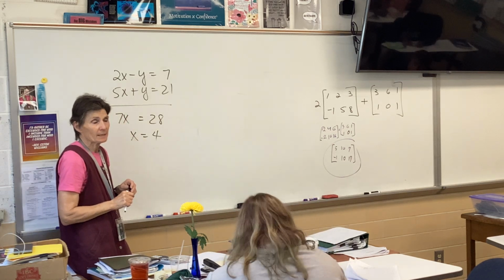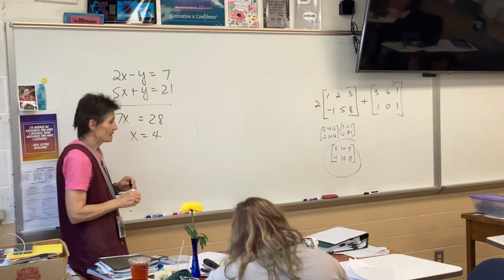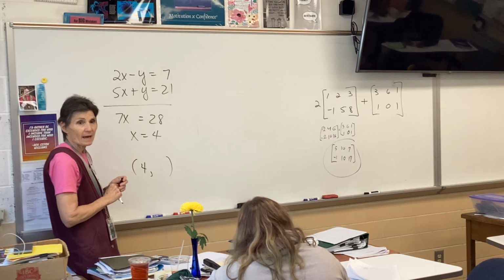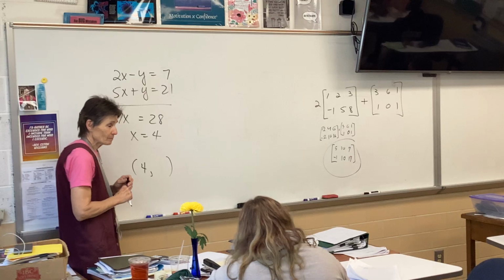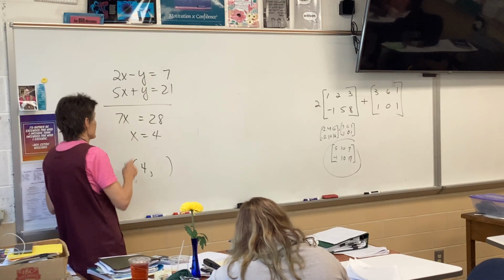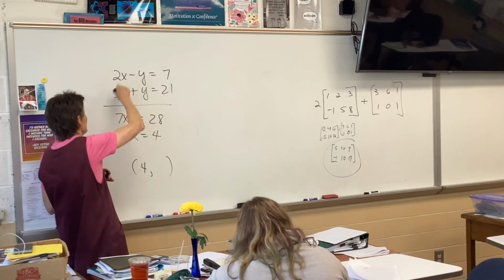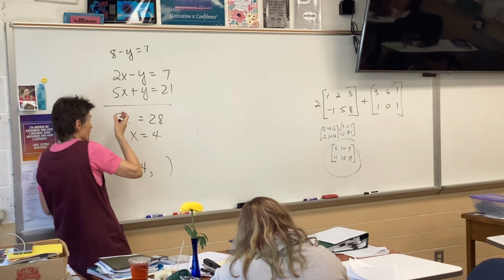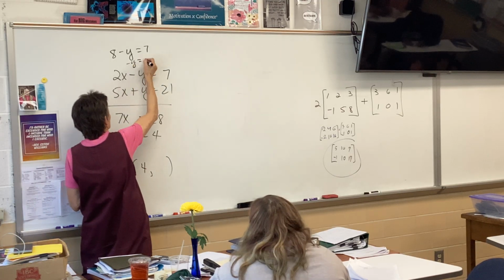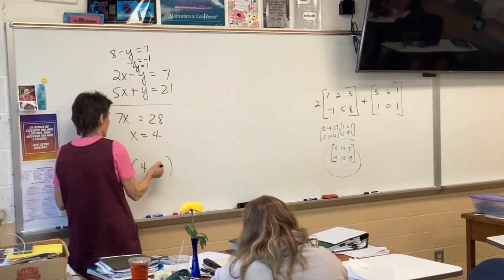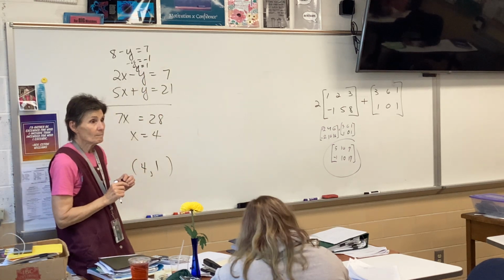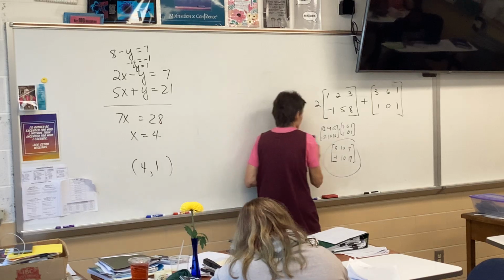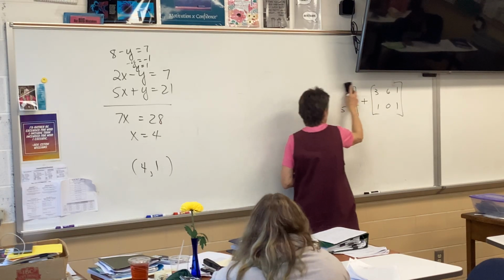Now, do I put that in the answer blank and move on? No, because my answer is going to look like this, right? X is 4, but I have to find Y. And how do I do that? Somewhere back here, I plug in 4. So 8 minus Y equals 7. You can probably figure out what Y is, but if you can't, you can solve, and it looks like Y is 1. And you can substitute or eliminate, the directions do not say what to do, it just says solve.